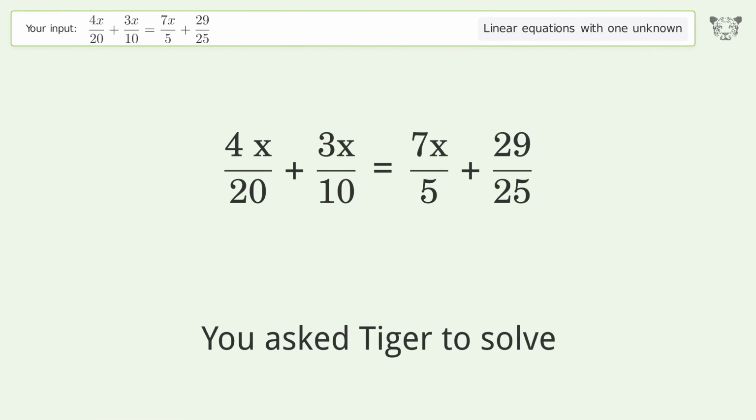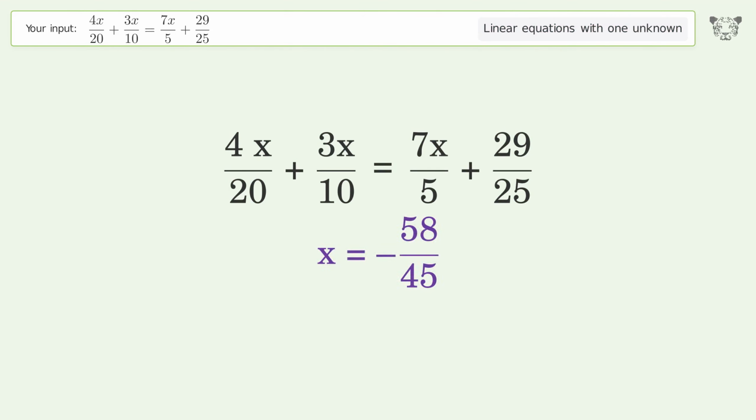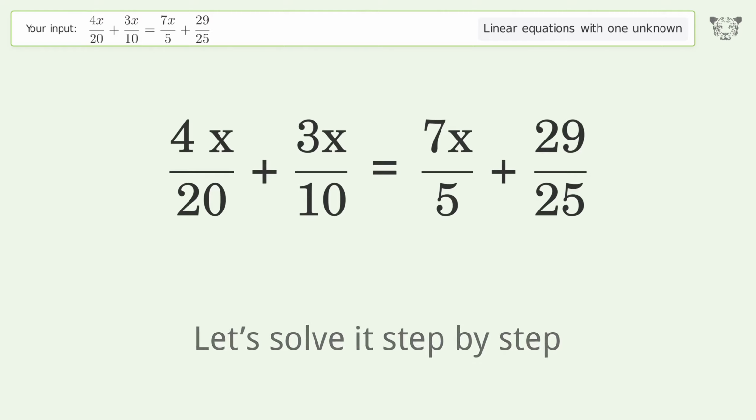You ask Tiger to solve this. This deals with linear equations with one unknown. The final result is x equals negative 58 over 45. Let's solve it step by step.